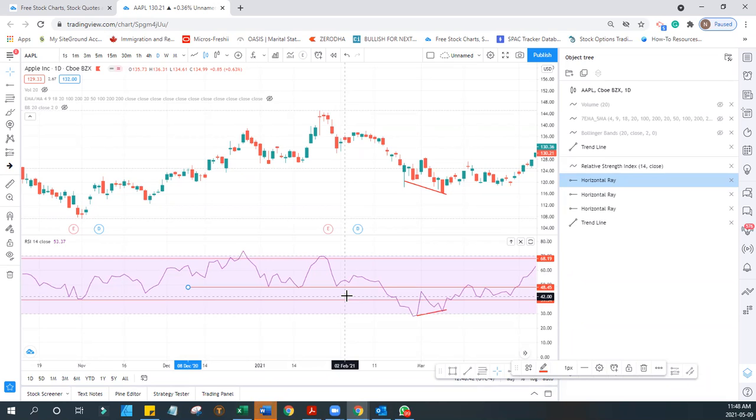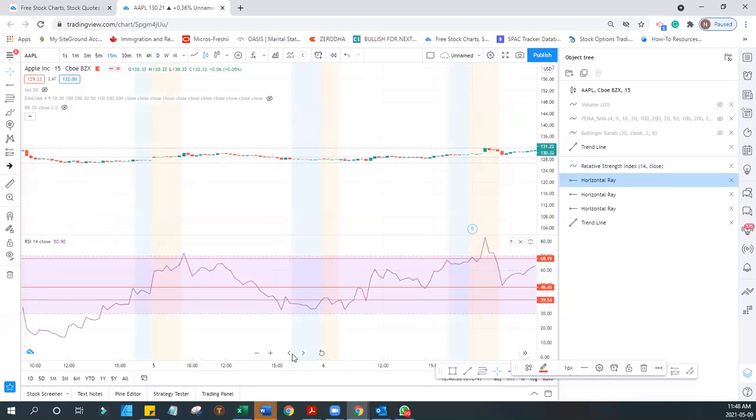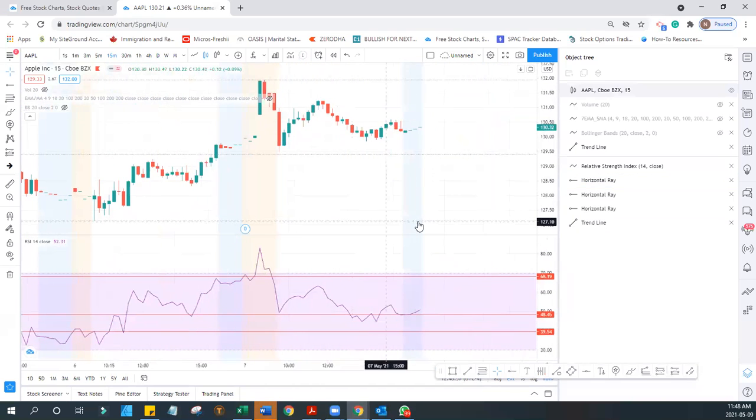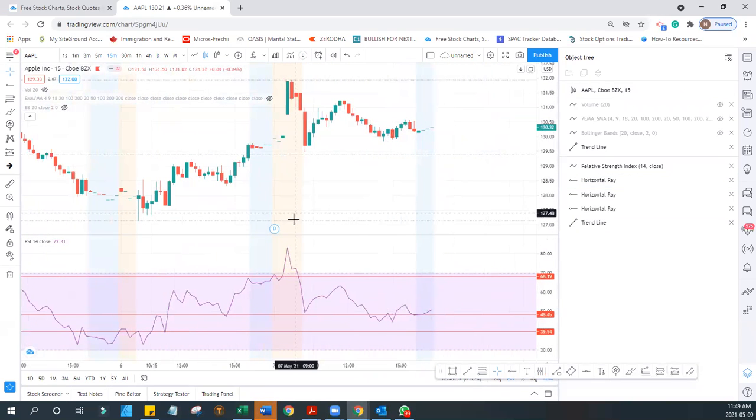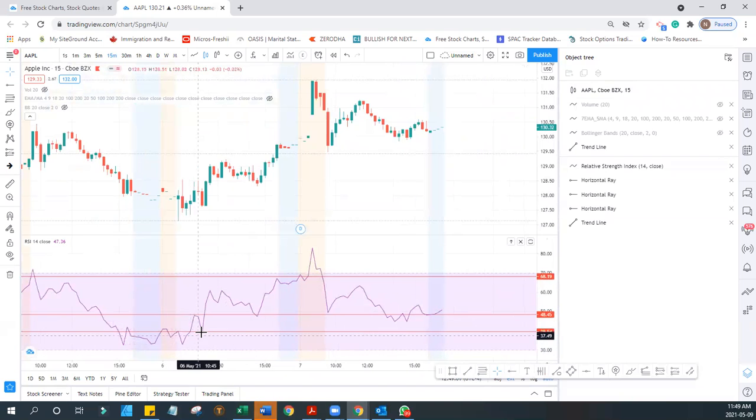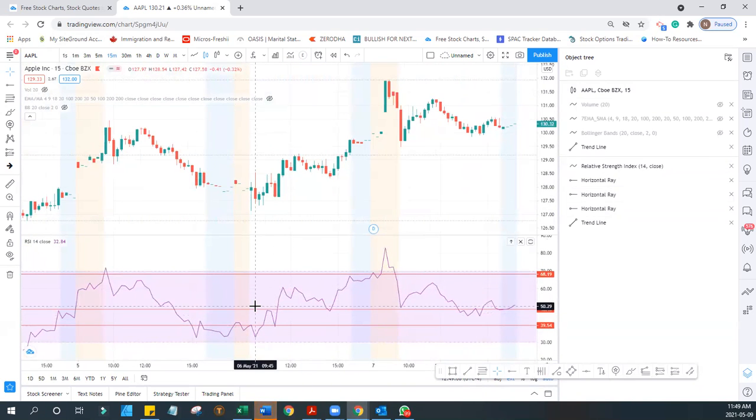So this is RSI. I don't want to teach more RSI, because if I teach it and people follow those overbought and oversold criteria, they're going to lose money. Even for the 15 minutes, for the day traders, you can use this RSI too. And if you see here, it did act as support, even on the 15 minutes chart.